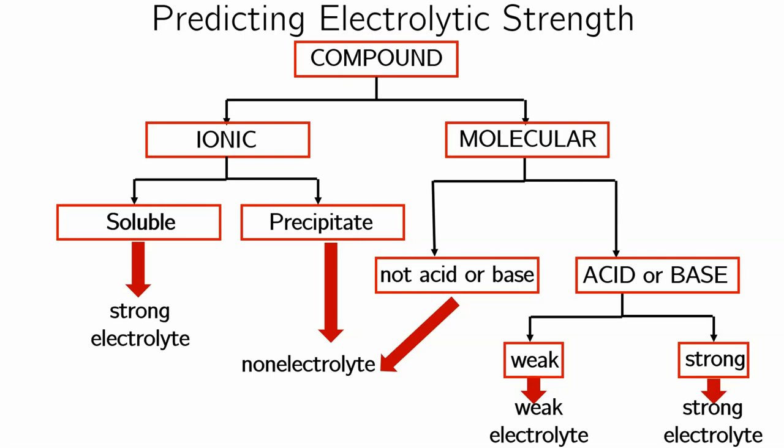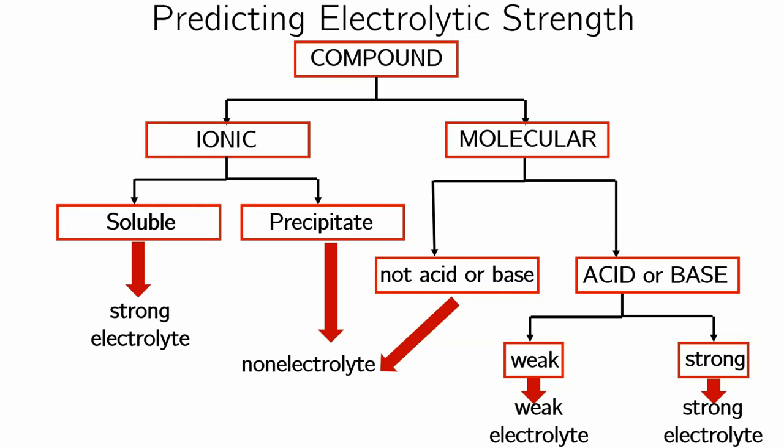So any of those things that we've done already: if it dissolves, it will be a strong electrolyte. It will dissolve fully. If it does not dissolve and it precipitates, it's not an electrolyte. It doesn't dissolve, so it can't do anything. It's just going to be sitting at the bottom, not doing anything. So it's going to be a non-electrolyte.